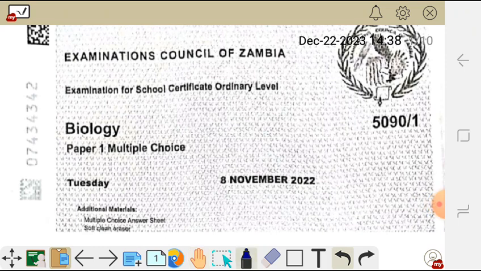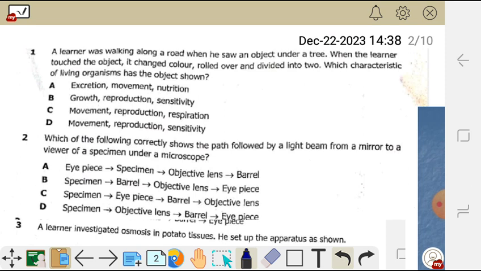In this video, I'm going to go through Biology Paper 1, which was written in 2022. So question 1. Question 1 reads, a learner was walking along a road when he saw an object under a tree. When the learner touched the object, it changed color, rolled over, and divided into two. Which characteristic of living organisms has the object shown?